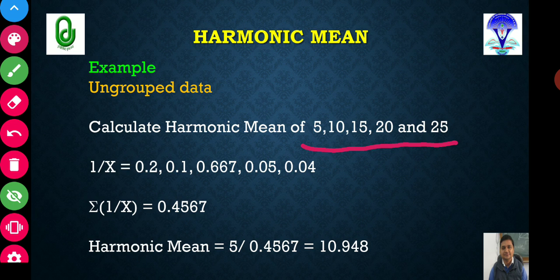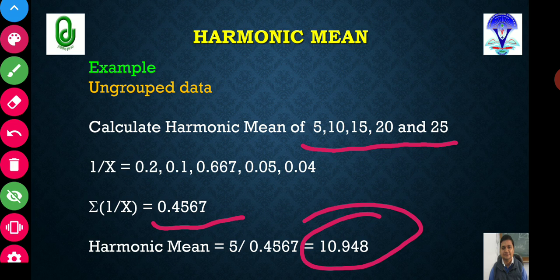Now we will find the sum of all these reciprocal values. It will come to around 0.4567. And finally, for getting the harmonic mean, we have to take the reciprocal, and that too with the total number of observations. So finally the harmonic mean is equal to 5 by 0.4567, and you will get the harmonic mean as 10.948. The definition of harmonic mean appears complicated, but this calculation is very easy. You have to take the reciprocal two times, considering the total number of observations also.